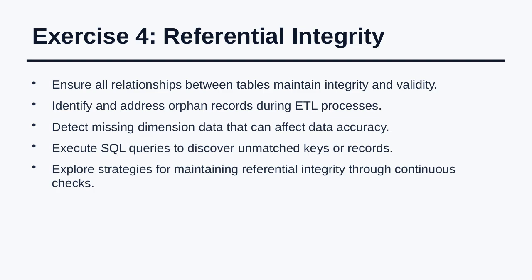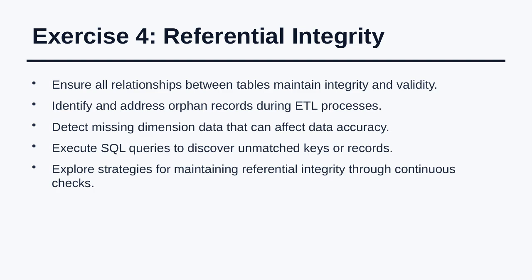Maintaining referential integrity is crucial to ensure that all relationships between tables remain accurate and valid throughout the ETL process. One common issue we need to watch for is orphan records. These happen when a child record references a parent record that doesn't exist, which can lead to misleading or incomplete data. To catch these, we use SQL queries to find unmatched keys, such as foreign keys without corresponding primary keys.